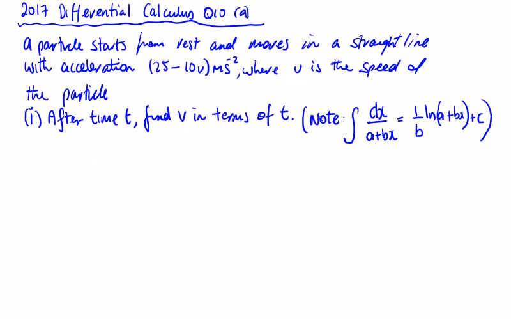2017 Differential Calculus, question 10a. A particle starts from rest and moves in a straight line with acceleration 25 minus 10v meters per second squared, where v is the speed of the particle. After time t, find v in terms of t, and they always give us this note.